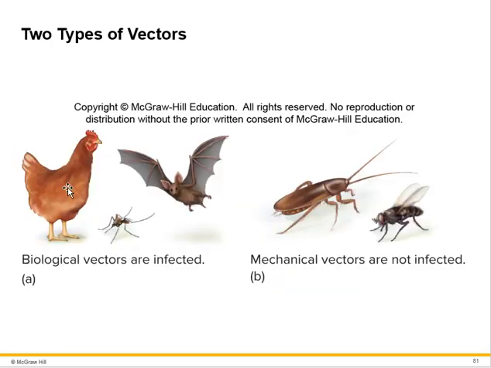So the two examples, well, several examples. A mosquito, a bat, a chicken are all biological vectors because they're infected, whereas mechanical vectors like the roach and the fly are not infected. So you need to be able to explain the difference between biological and mechanical and give examples. And that is an essay question on the test.